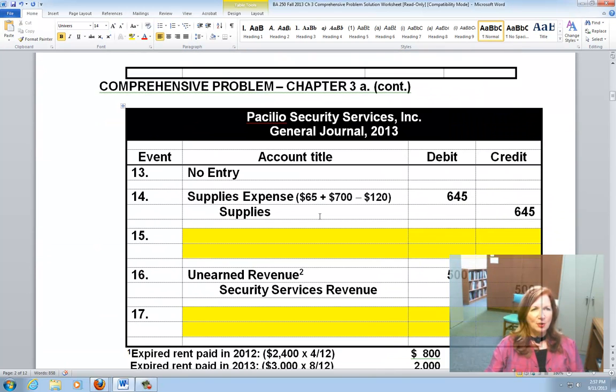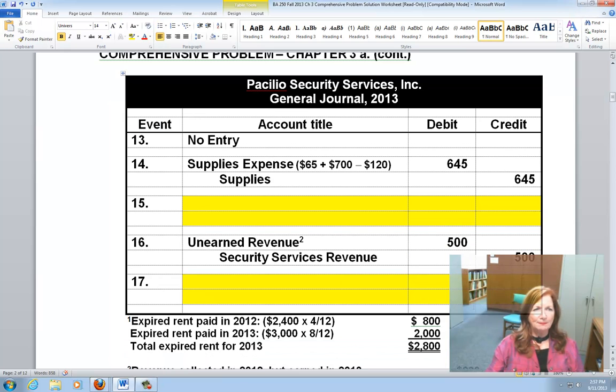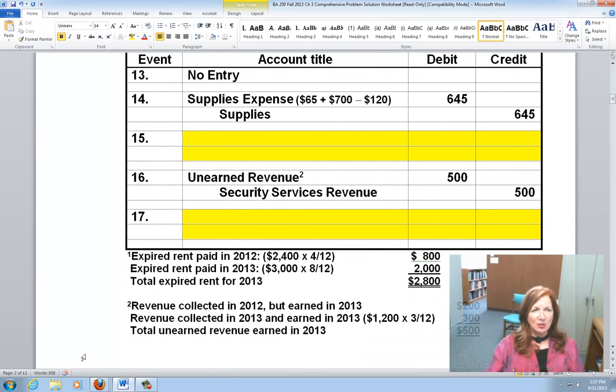Then 13 is given to you as no entry, 14 is an adjusting entry, and 15 is another adjusting entry, so you're going to enter an adjusting entry for 15 and 17 out of chapter 2. The math is down here so you can check yourself on how you did, and then you're going to enter those 2 adjusting entries to close out the journal entries.